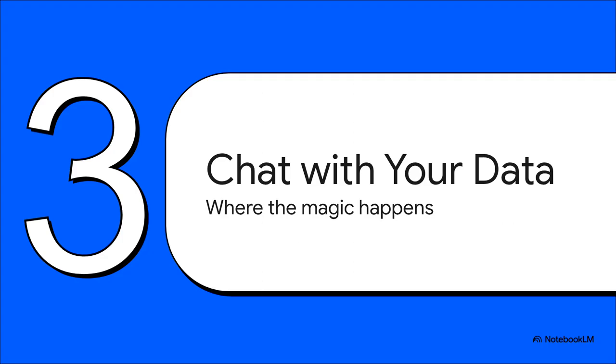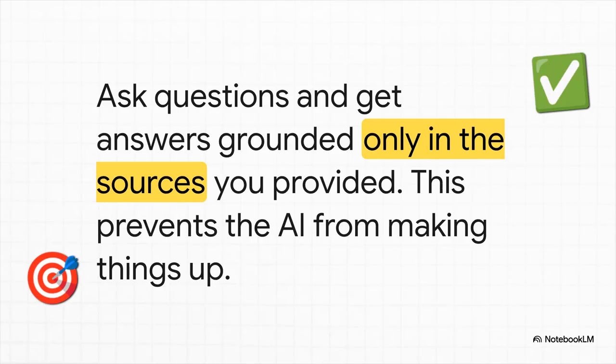Okay, step 3, chat with your data. You got your sources loaded up. This is where the magic happens. And this is the absolute key. When you ask a question, NotebookLM does not go out and search the web. Instead, it gives you answers that are grounded only in the sources you provided. This is so important because it keeps everything hyper-relevant and stops the AI from just making stuff up.